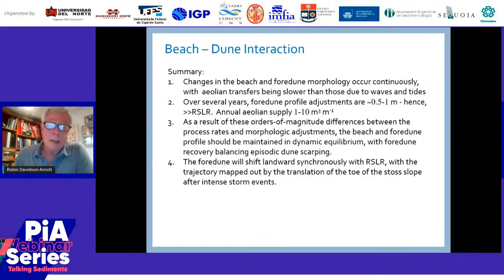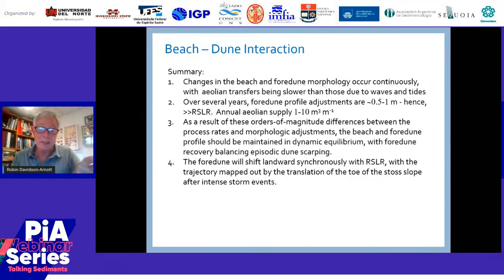Okay, so what comes out of the work we've done is that, similar to what we saw for the nearshore and beach, the beach-dune interaction reflects a dynamic equilibrium within the beach and the foredune. And the changes that we see in the beach and the foredune are, again, of a much greater magnitude than any small change due to relative sea level rise.